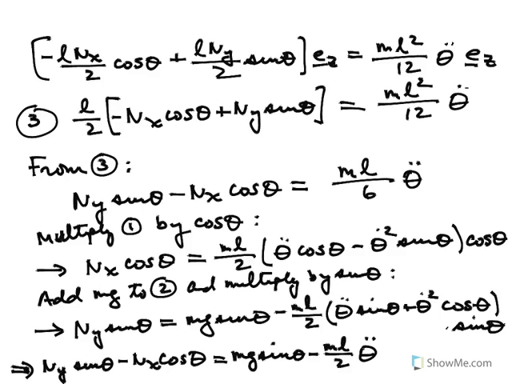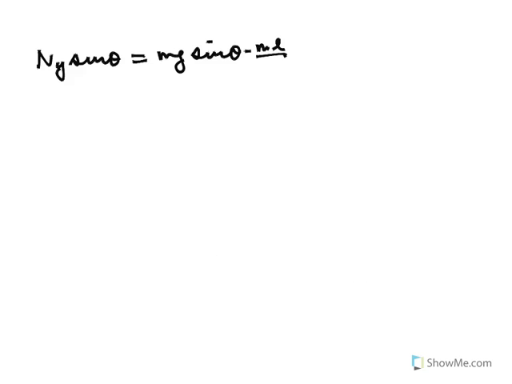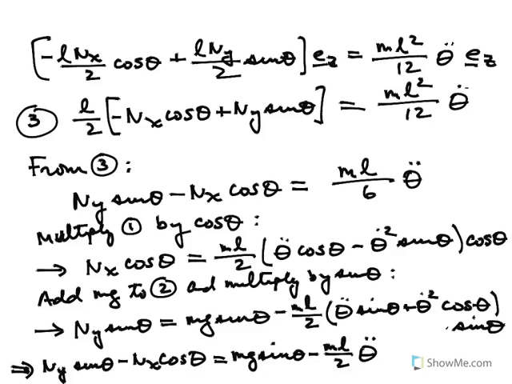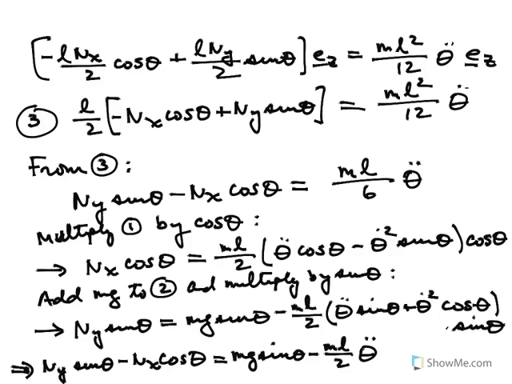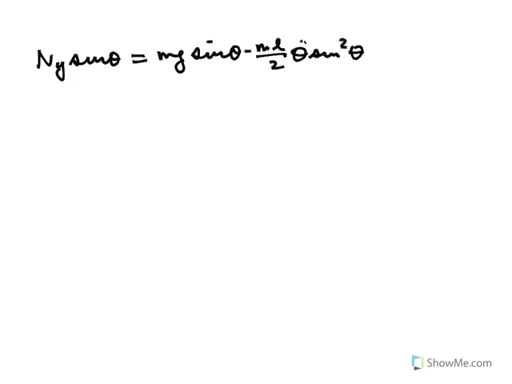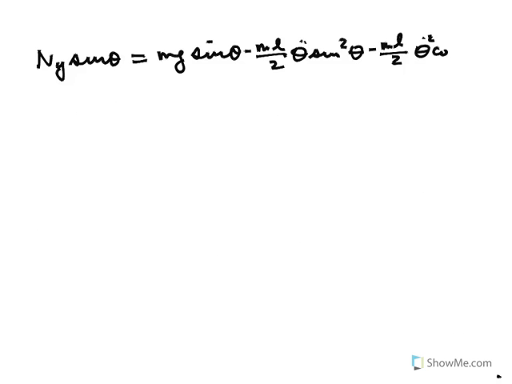If you want to see it another way, let's actually write these out just so that we can be a little clearer with all this. I've got n sub y times the sine of theta is equal to mg times the sine of theta. Now let's multiply all this out. We've got minus ml over 2 theta double dot times sine squared theta. And then we have minus ml over 2 theta dot squared, and then we've got cosine theta sine theta.